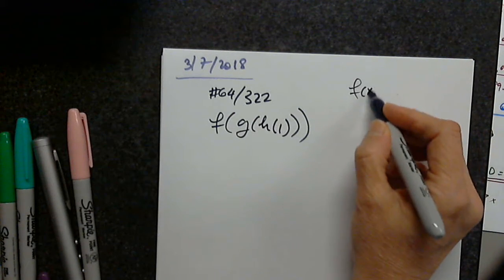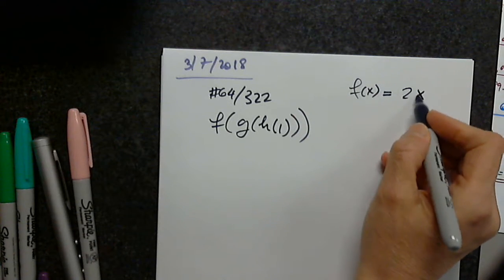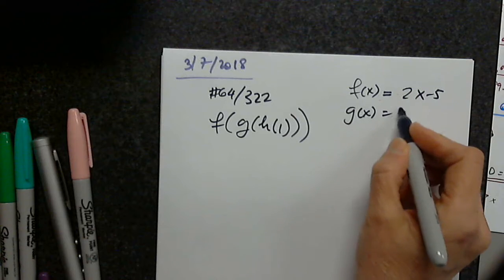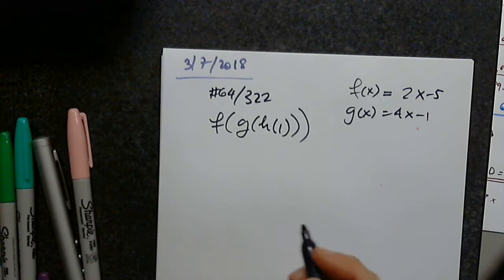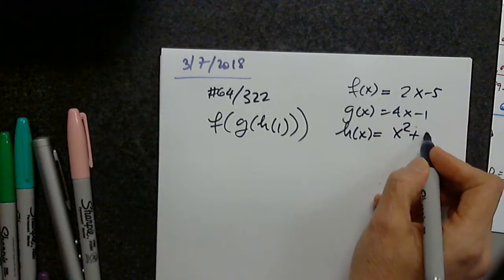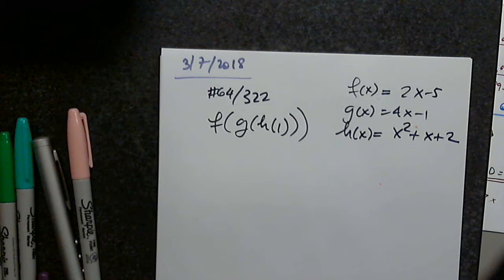So we are given f of x, which is 2x minus 5. We are given g of x, which is 4x minus 1. And we are given h of x, which is x squared plus x plus 2. Did I copy it correctly? Always keep track of that.